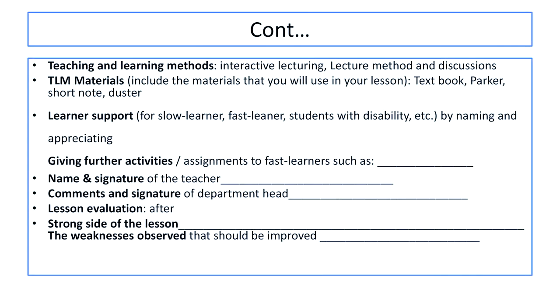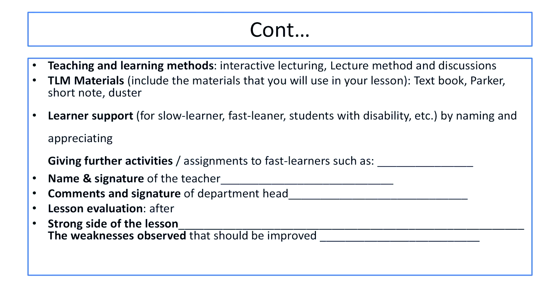And the final part of the lesson plan is here. The teaching and learning method should be clearly written here. And then teaching learning materials should be mentioned clearly here. And then giving further activities, name and signature of the teacher, comment and signature of the department head. Then lesson evaluation is also expected. What was the strong side of the lesson, and what was the weakness observed at the lesson delivery should be included, because this is used as a record for the teachers, even for the future.